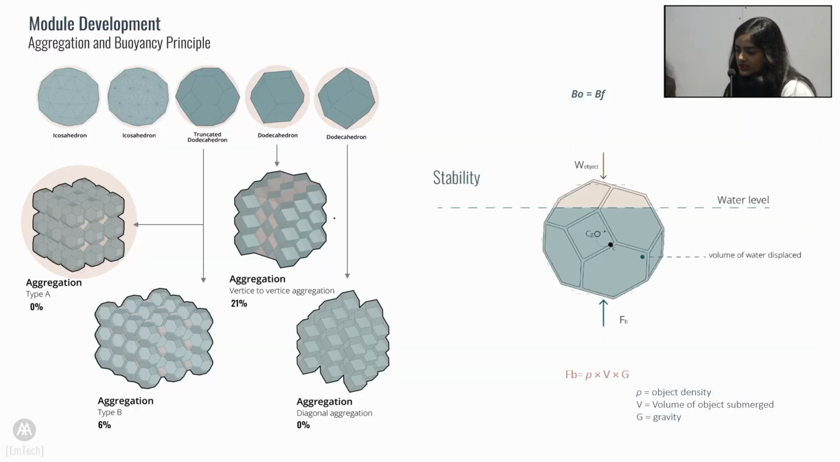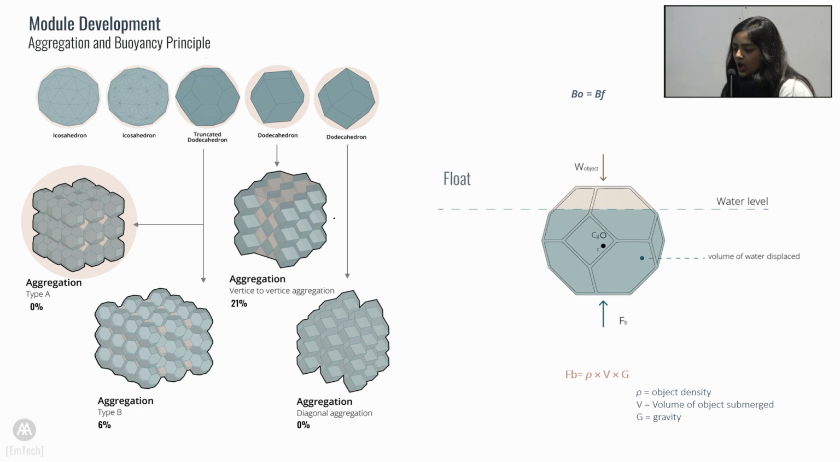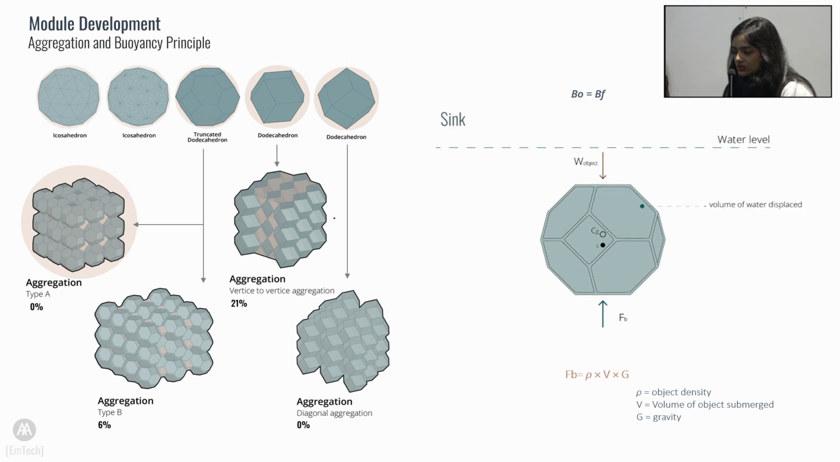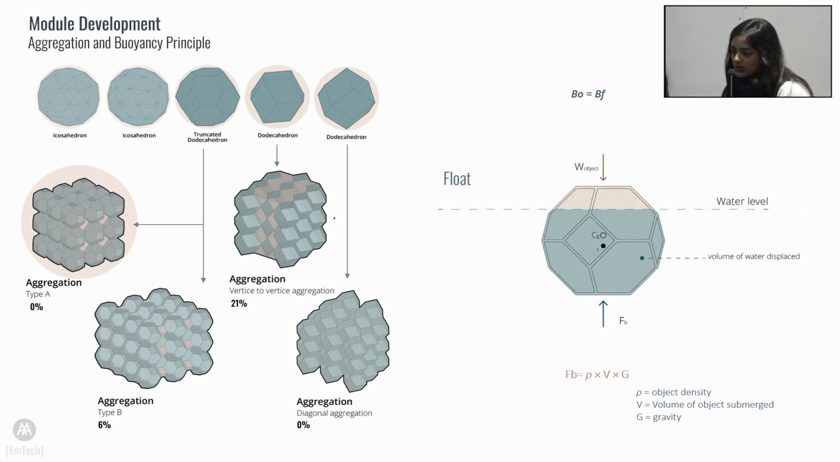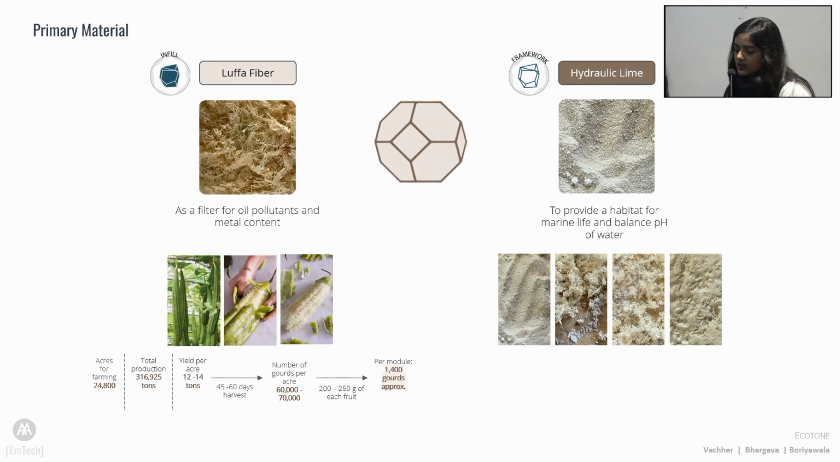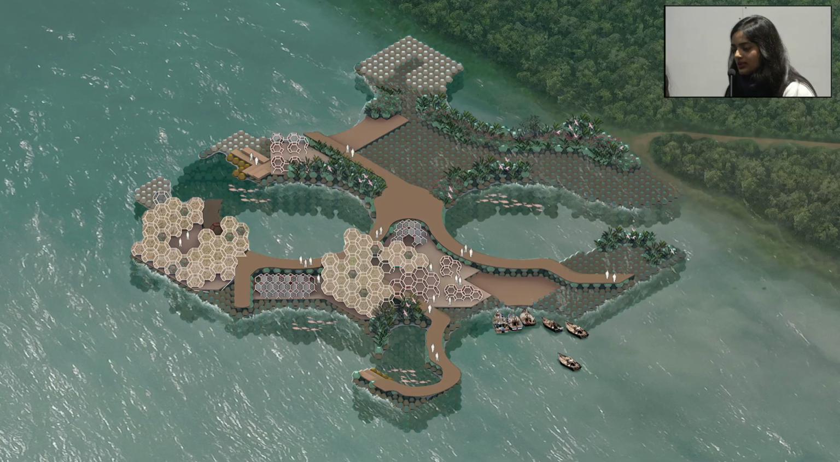As a starting point, aggregated geometries and the buoyancy principle were studied, and truncated octahedron emerged as a chosen form. A material system for this form was then introduced, where loofah, which would act as a filter for pollutants, and hydraulic lime to act as a habitat for the marine life. The module forms were then aggregated into the bounding box of the island and varied in properties according to the program distribution carried out.